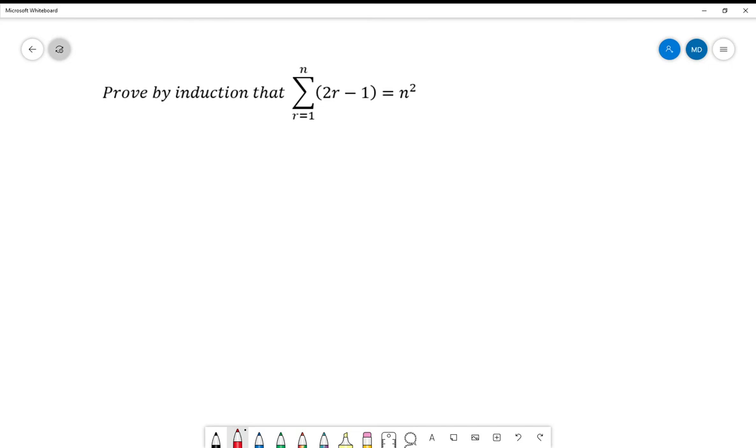So what it's saying is 1 plus 3 does equal 4. 1 plus 3 plus 5 equals 9, and so on. The sum of the odd numbers are square numbers, and this is true. So that's quite nice. But proving it by mathematical induction, we need to follow those steps. So first of all, and this is step 1, base case.